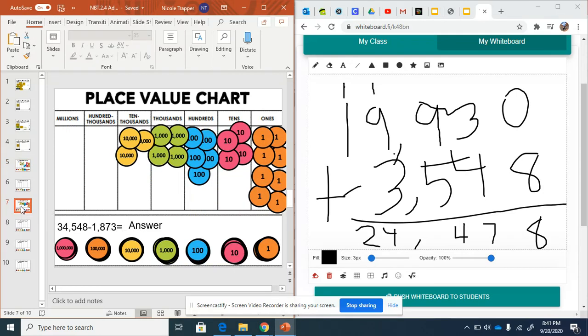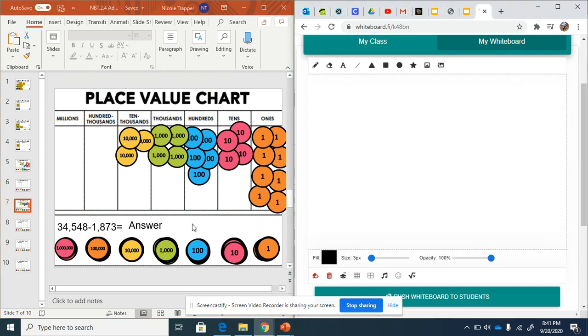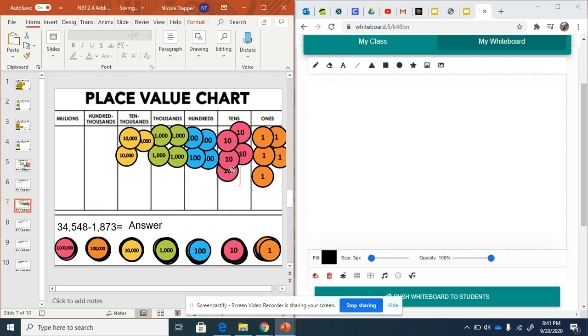All right, the last one is 34,548 minus 1,873. So again, with subtraction, I put the first number in, and I'm taking away the second number. So I want to take away 3 ones. 1, 2, 3. I could do that. Next, I want to take away 7 tens, but I can't take away 7 tens. So I have to unbundle one of these hundreds. I'm going to put 100 away, and I'm going to take out 10 tens.